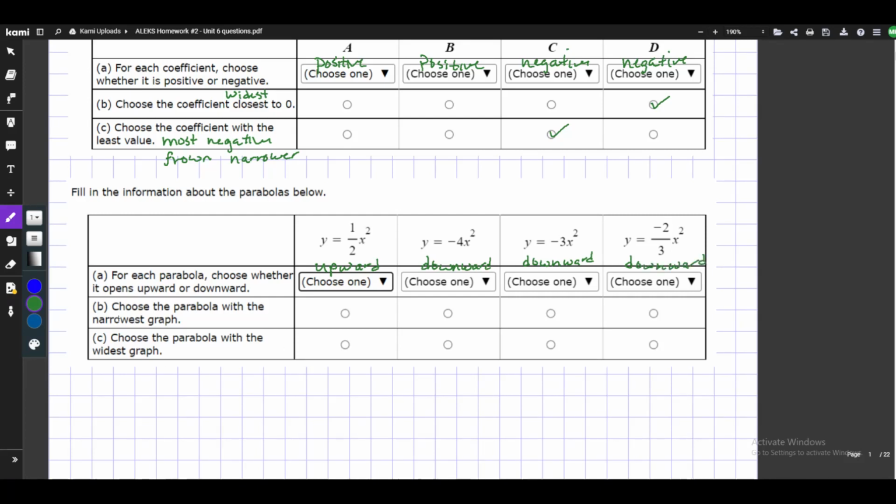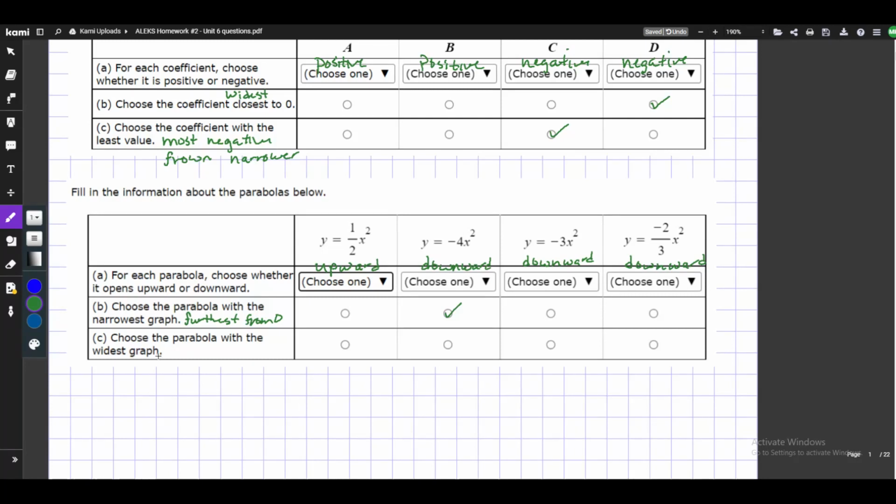Okay, choose the parabola with the narrowest graph. I want the biggest, so furthest from 0. It could be a number that's far from 0, in negative or positive. So for my biggest numbers, I'm thinking absolute value, or how far they are from 0. That would be the -4. So this will be my graph that is the narrowest, the pointiest.